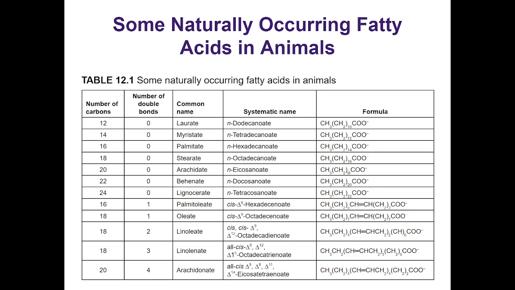Okay, so these are some of the naturally occurring fatty acids in animals, and right here we can see the number of carbons. These are the number of double bonds in them. This is the common naming for them. Systematic name is here. I'll be honest, most of these don't actually use the systematic name almost across the board, because biochemistry has so many biologists in it. They have a tendency to use the common names.